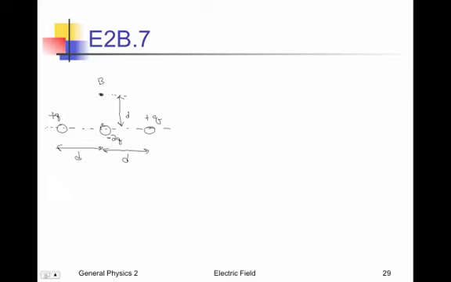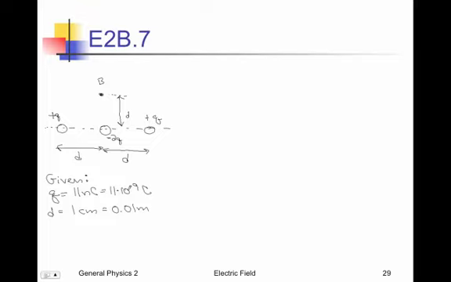Problem E2B7 says, what is the direction and magnitude of the electric field vector at the point marked B in figure E2.12 if Q is equal to 11 nanocoulombs and D is equal to 1 centimeter? So our given values are Q is equal to 11 nanocoulombs, which is equal to 11 times 10 to the minus 9 coulombs, and D is equal to 1 centimeter, which is equal to 0.01 meters.